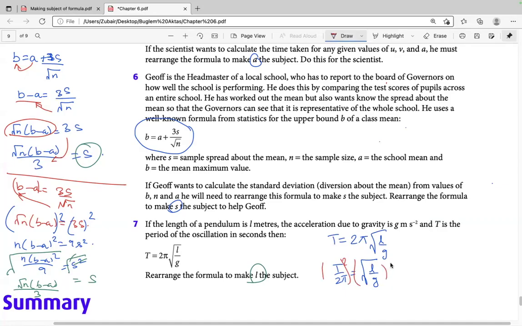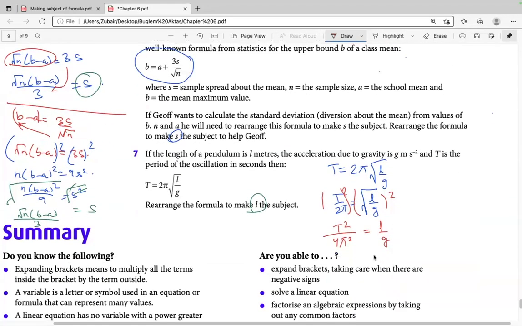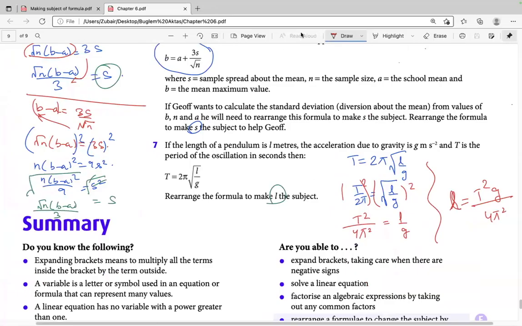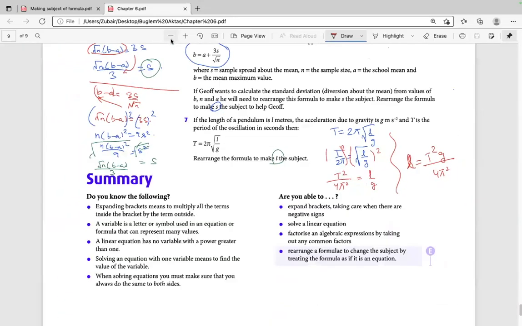So would it be G and then in brackets T squared over 4 pi squared equals to L? Yes. Okay. L is equal to T squared G over 4 pi squared. Whether you put a bracket or not makes no difference, because it is still multiplying. Basically that. Okay.